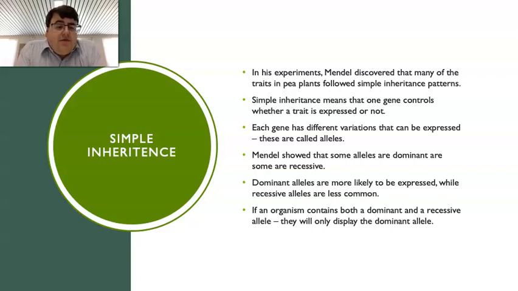He also determined that each gene has different variations of that gene that can be used. So for example, the hair colour, we've got blonde hair, black hair, red hair, brown hair. All of these different variations of the same gene, we call those alleles. He showed that some alleles were dominant, which means they were more likely to be expressed, and an organism was more likely to show those traits if they had that gene, whereas some other alleles were called recessive, which means they are less likely to be expressed or to have organisms display those properties.